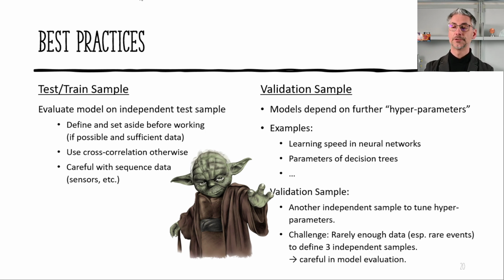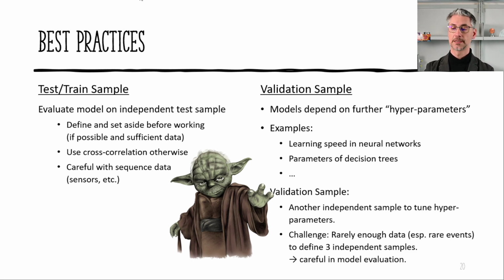There's another thing that you need to consider. Sometimes it's not enough to split the data into test and training data. You need to split it into 3 ways, into a validation sample as well. Because some models and features depend on further parameters. They're also called hyperparameters. For example, the learning speed of neural networks, but also the parameters of decision trees. These are things that you can tune. But also some features will depend on further parameters when you build them. And the validation sample is yet another independent sample to tune those hyperparameters on.